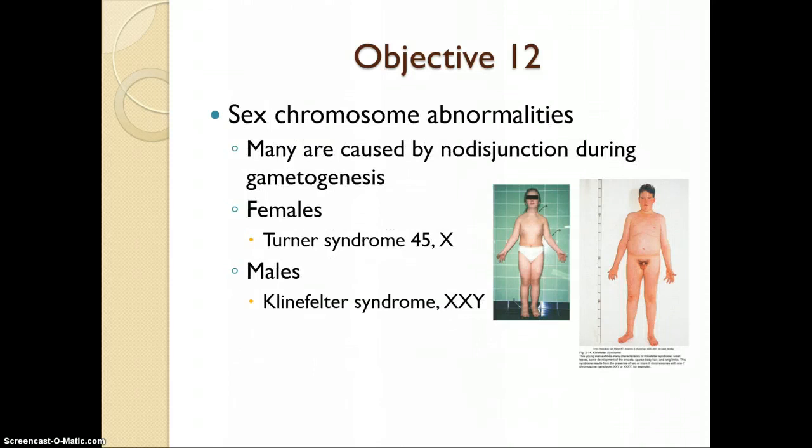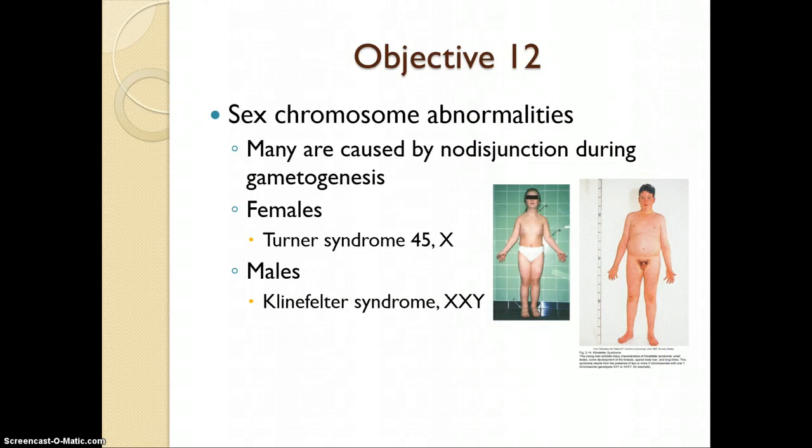Sex chromosome abnormalities. Many of these are caused by non-disjunction during gametogenesis. A common sex chromosome abnormality in females is Turner syndrome, where they have 45X. They are missing the second X chromosome. They have some very specific characteristics. They are female. These females usually have a webbed neck. They have lymphedema of their hands and feet. They usually are infertile. In males, they have Klinefelter syndrome, where they have XXY, so they actually have an extra X chromosome.